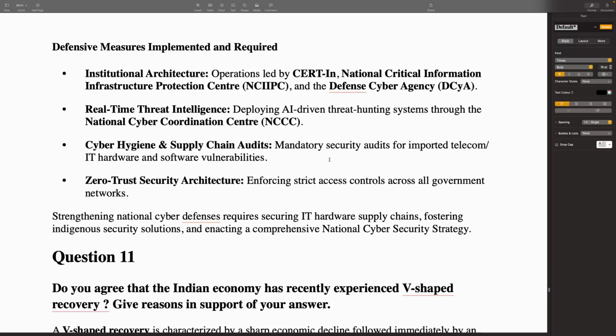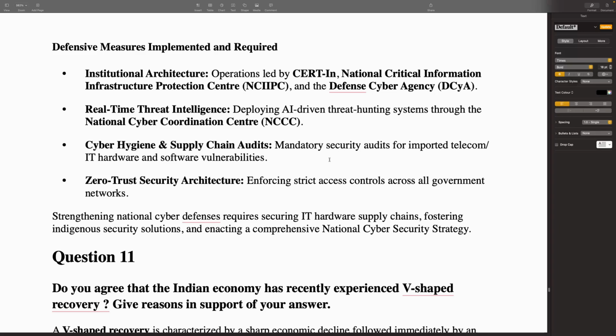Defensive measures implemented and required. Institutional architecture: operations led by CERT-In, the National Critical Information Infrastructure Protection Centre (NCIIPC), and the Defence Cyber Agency. Real-time threat intelligence: deploying AI-driven threat hunting systems through the National Cyber Coordination Centre.